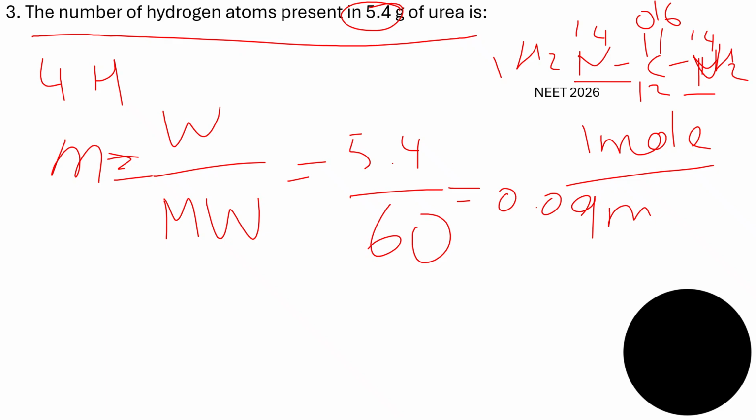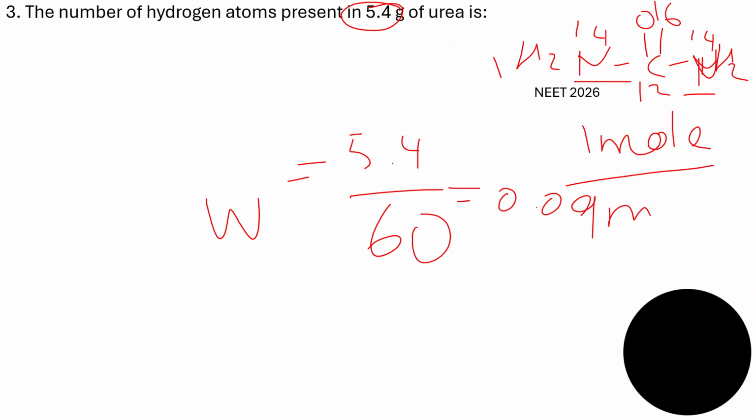Then what is the formula or method to find the number of hydrogen atoms present in a particular amount of one chemical substance? There is a small formula. It is from basic fundamentals. Okay, it is not a big thing.